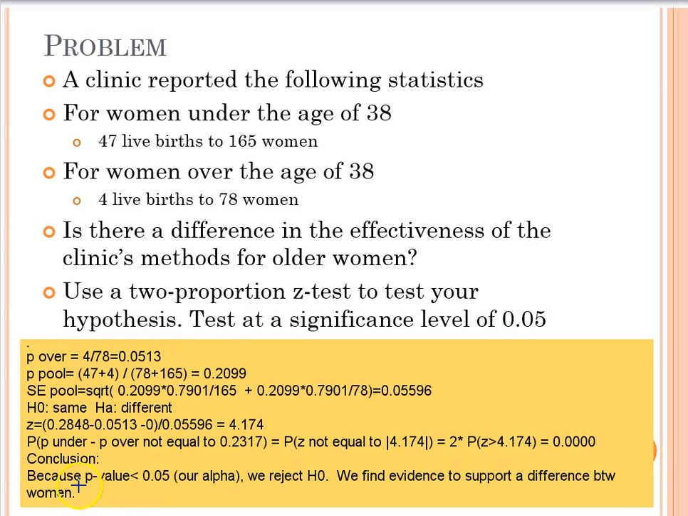So the conclusion is that because our p-value is really tiny, it's unlikely that the null hypothesis is true. So we have made a bad assumption, and our p-value is less than the predetermined alpha level. So our alpha level was 0.05. Because the p-value is less than that, we reject the null hypothesis. We find evidence to suggest that there is a difference between women under the age of 38 and women over the age of 38 in the rate at which they have live births at this clinic.